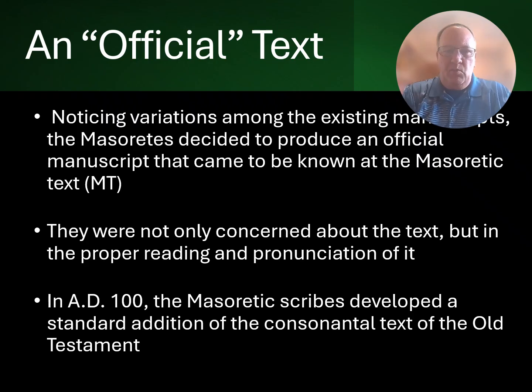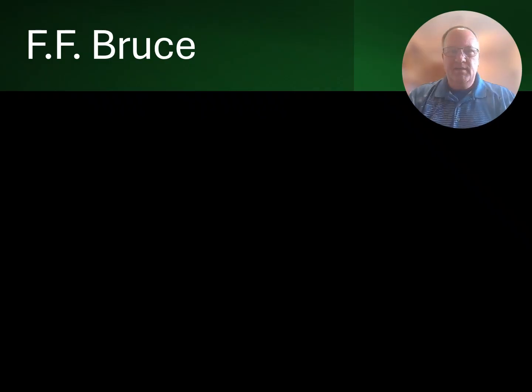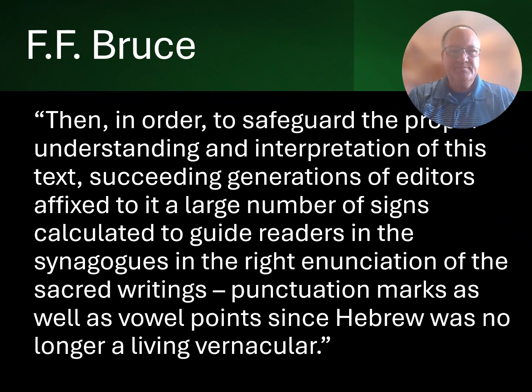So in about AD 100, the Masoretic scribes develop a standard edition of the consonantal text of the Old Testament. Okay? Now let me explain what that means. This is a quote from F.F. Bruce to try to explain this a little bit.